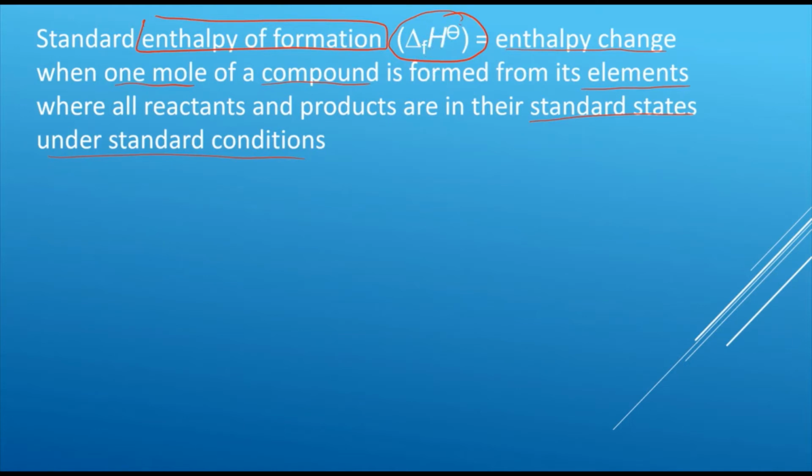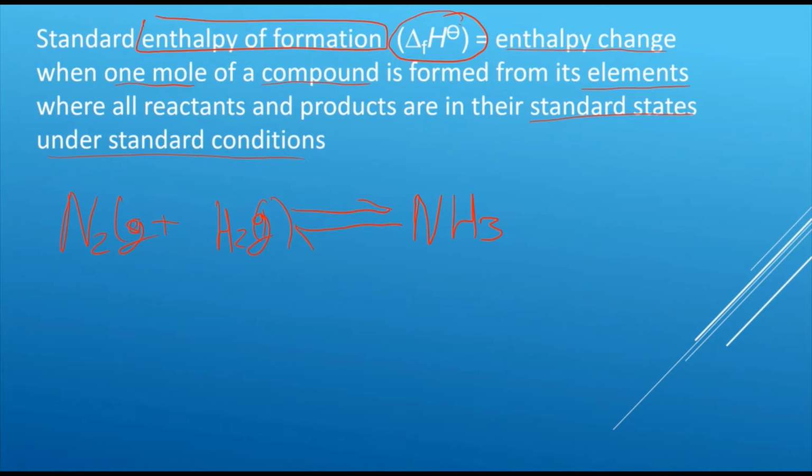Taking this definition into account, for example, if the compound we are forming is ammonia, NH3, ammonia can be formed from nitrogen and hydrogen. What the standard states means is that because nitrogen and hydrogen are both found in their gaseous states, we can't have solid or liquid for any of them. It has to be gas to be in their standard states.